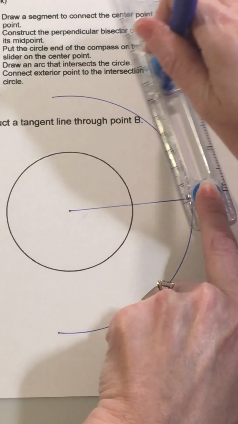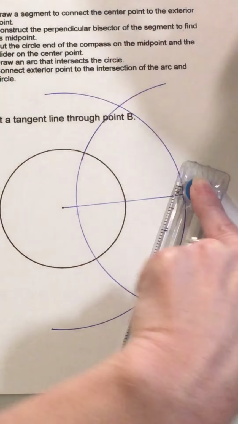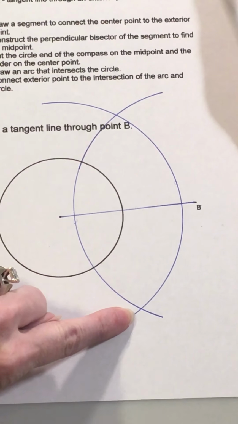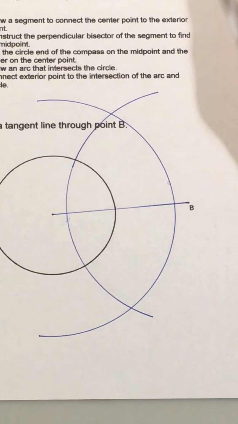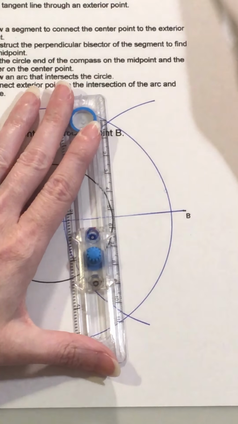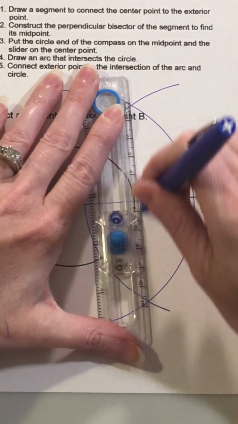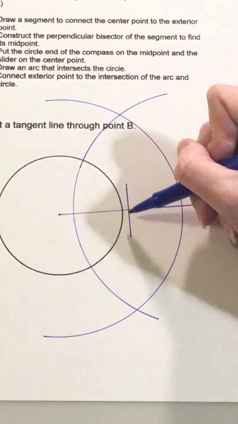Then you repeat those steps from the other endpoint. Again, draw a big arc. Make sure it crosses twice. Now you're going to use the edge of your compass and we're trying to mark off the midpoint. So right here is the midpoint. Okay, so I'll put a point.